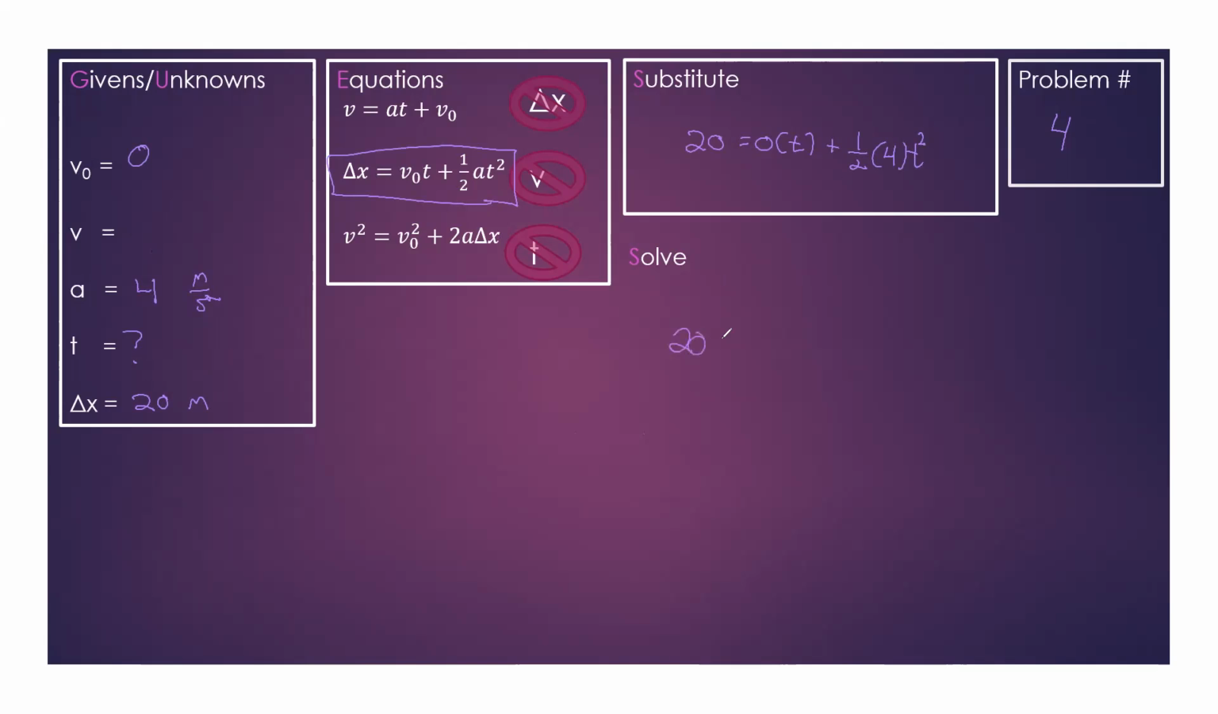So to solve this, I've got 20 equals 0, because 0 times anything is 0. 1/2 times 4 is 2. So I've got 20 equals 2t squared. I'm going to divide both sides by 2. So 10 equals t squared. I will take the square root of both sides to get rid of the squared, and I get square root of 10, which is 3.16 seconds is equal to time.